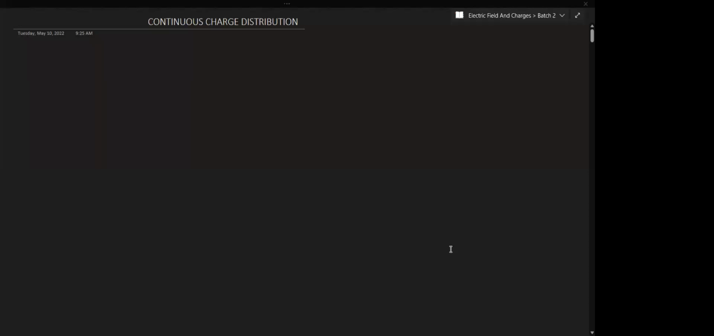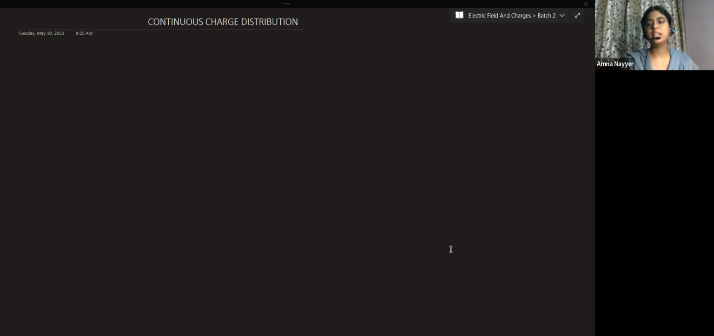Now see, let's begin with the next topic, that is continuous charge distribution. Gauss theorem, electric flux, this is over. If we get time, we'll do more questions on it then. Now see, the next topic that you have is continuous charge distribution. What is meant by continuous charge distribution? So see, there are three kinds of charge distribution. Charge distribution is the way charge is distributed over a surface. So majorly you have three kinds of charge distributions.